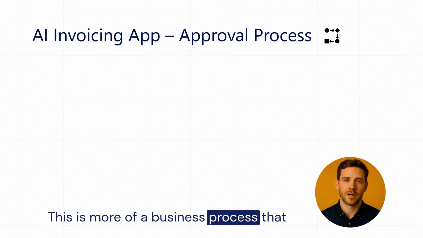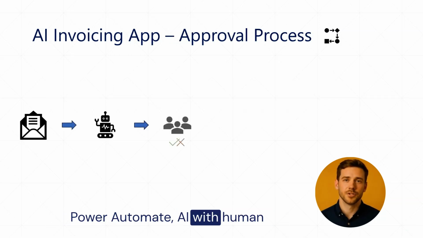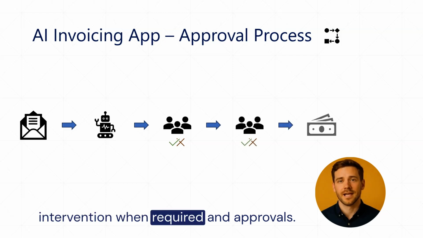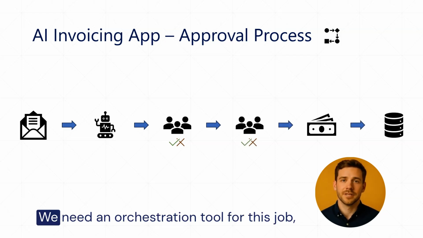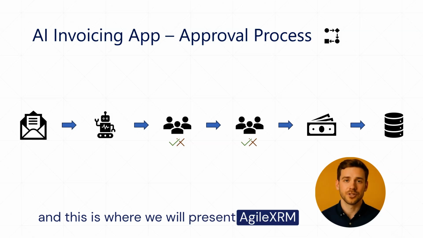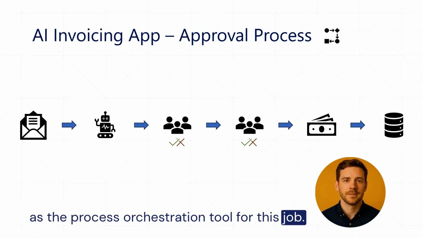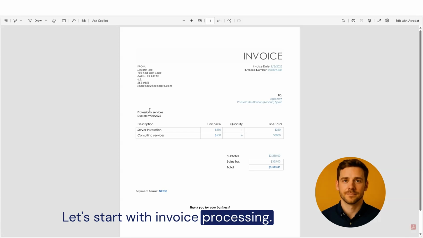This is more of a business process that involves the coordination between Power Automate, AI with human intervention when required, and approvals. We need an orchestration tool for this job, and this is where we will present AgileXRM as the process orchestration tool for this job. Let's start with invoice processing.